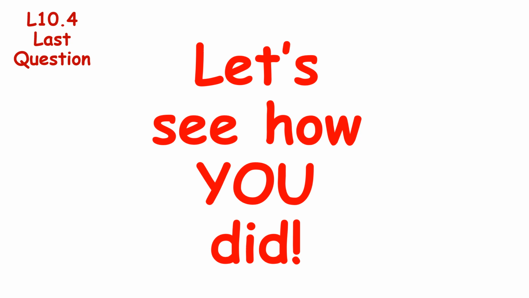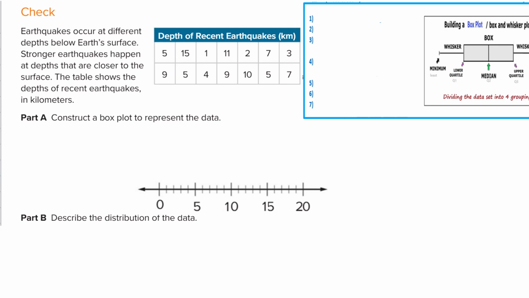All right, so let's see how you did on that class. We are given this question dealing with earthquakes and the depths in which the earthquake is happening. It tells us that earthquakes occur at different depths below Earth's surface. Stronger earthquakes happen at depths that are closer to the surface. The table shows the depths of recent earthquakes in kilometers.